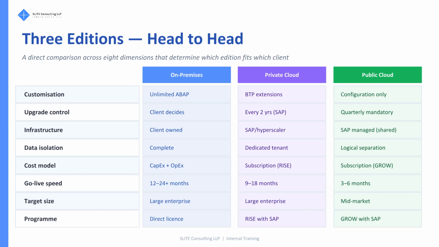Public cloud is configuration-only with mandatory quarterly upgrades. Note the commercial split. On-premises is CapEx plus OpEx. Private cloud is subscription via Rise with SAP, and public cloud is subscription via Grow with SAP. Use this table as the reference learners can come back to when matching an addition to a client.